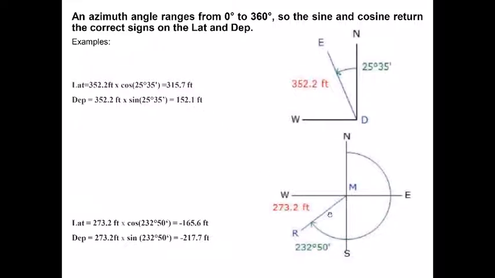Similarly, for this line MR, the azimuth is given as 232 degrees 50 minutes, and you multiply the length of this line by cos and sine of that azimuth. When you multiply it with cos, you get the latitude, which is negative 156.6. So the benefit of working with the azimuth is you get the sign automatically. But if you just see, it lies in the south, so this should have been negative. Similarly, departure should have been negative because it is west.